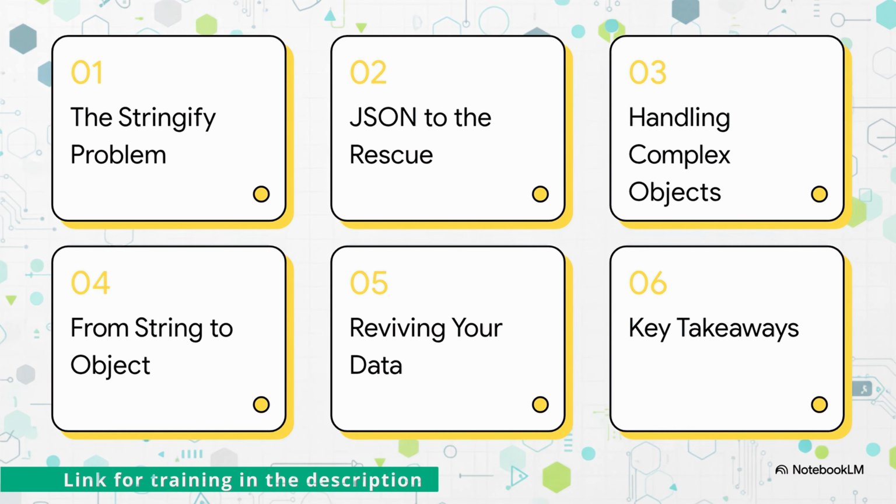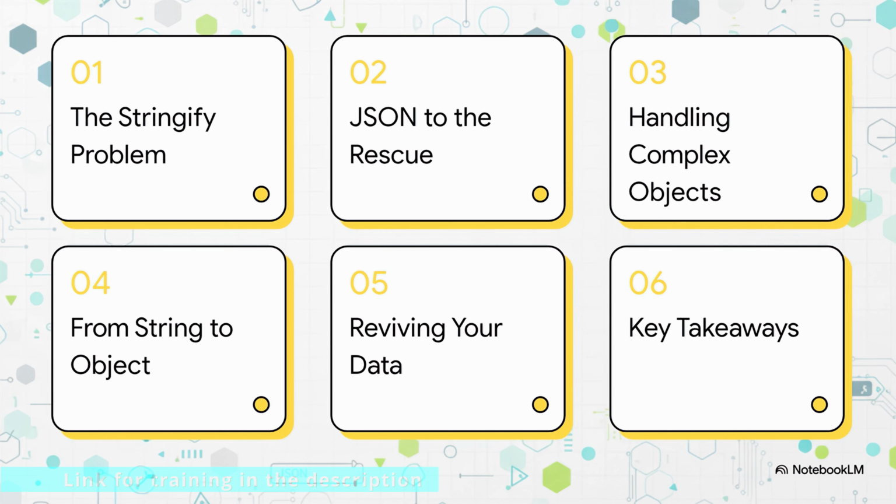All right, here's the game plan. First up, we'll look at the stringify problem, the old manual way of doing things. Then we'll see how JSON swoops in to save the day. After that, we'll get into the gnarly stuff, handling really complex objects. Then we'll do a complete 180 and turn those strings back into objects. And finally, we'll cover how to revive your data to make it perfect. Then we'll wrap it all up. Sound good? Let's get into it.